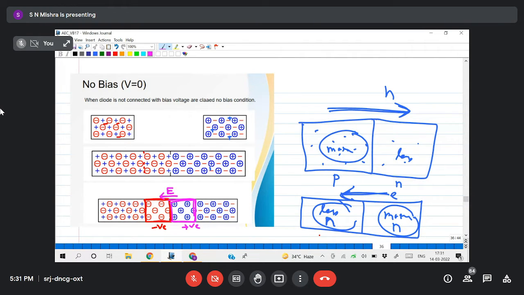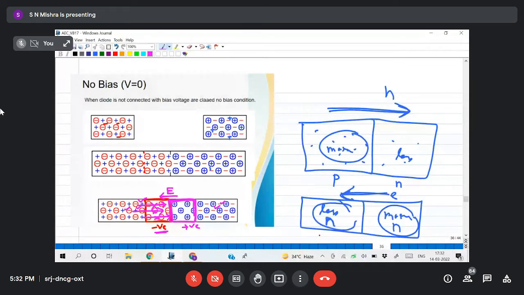Now, once this happens, further movement of the carriers, that means the holes present here, cannot move to this side. Why? Because the net positive charge will repel this positive charge entering from p side to n side. Opposite charges attract, and same charges repel. So the hole cannot move in this direction. Similarly, if these electrons try to move to the p side, that is also restricted, because the net negative charge will repel these electrons from entering this region.